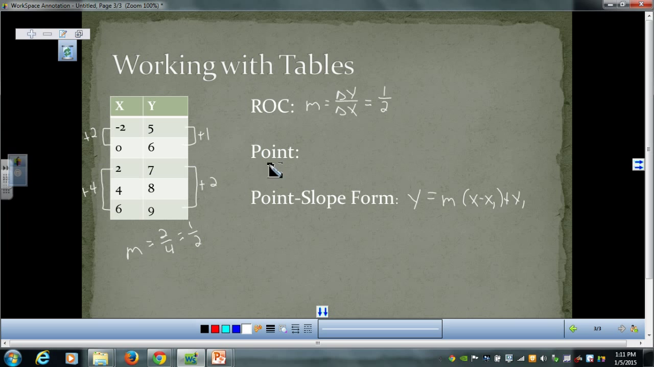Now, all I have to do is pick one of our possible points. I'm just going to pick the point (0, 6). Then I can take this information and plug it in, and there's our equation. If I want to simplify here, since x minus 0 would just be x, I would in fact get y equals 1/2 x plus 6, which happens to be slope-intercept form, since I picked (0, 6), which is the y-intercept.